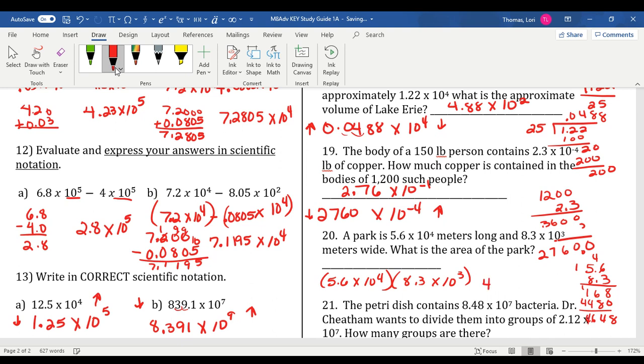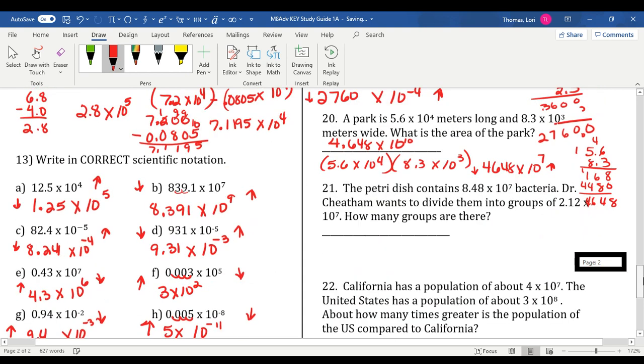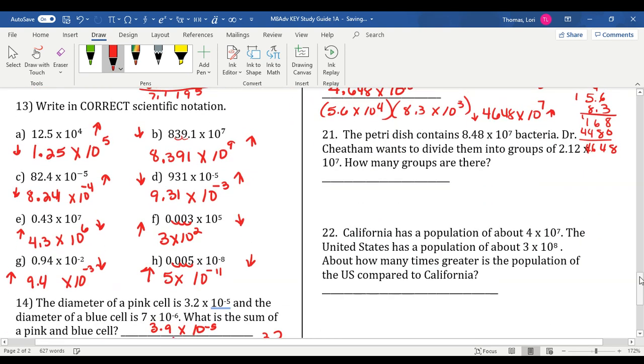So we have 4,648 times 10, and we add our exponents, 7. So it's going to be 4.648 times 10. So I made an adjustment. I went down here on this side. So I have to go up here, and I moved it 1, 2, 3. So I have to go up 3. Okay, guys, almost there.